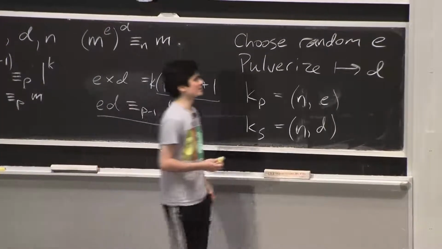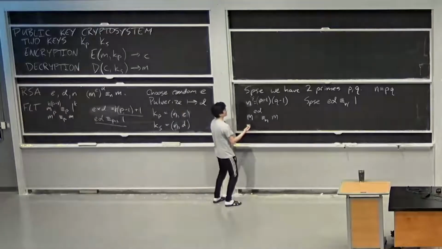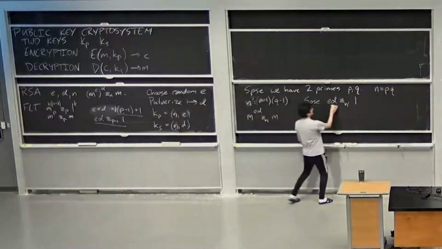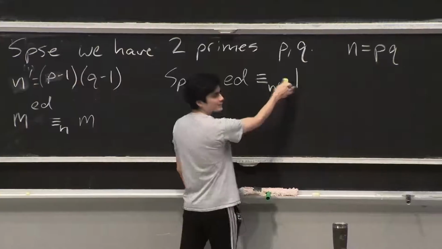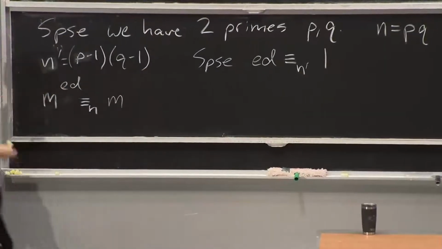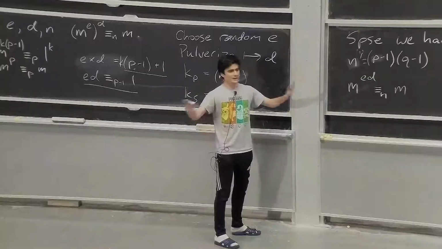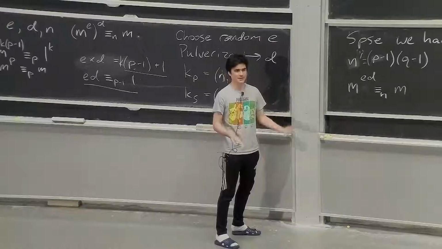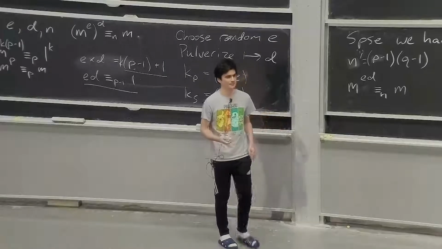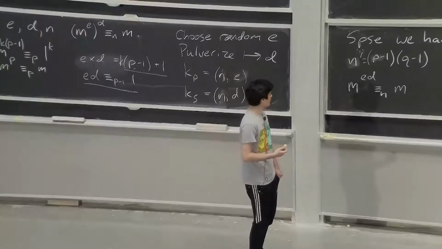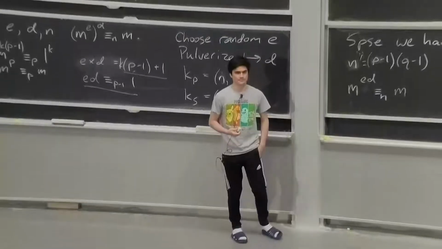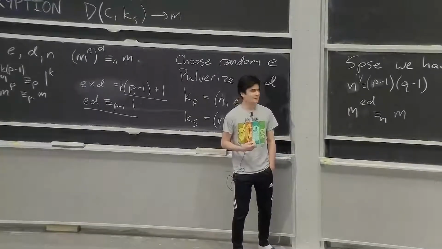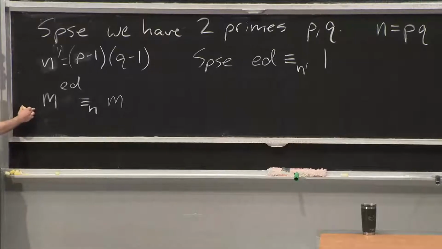Okay. So we're assuming that ED is congruent mod N prime to 1, right? And so we find that by pulverizing with N prime. But after that, we can forget about N prime, right? We don't need N prime anymore. We're just going to do all of our computations mod N using E and D. Okay. So does anybody have any ideas how we could prove this statement here?